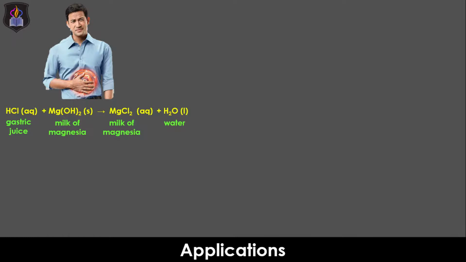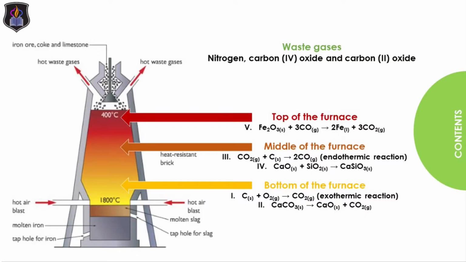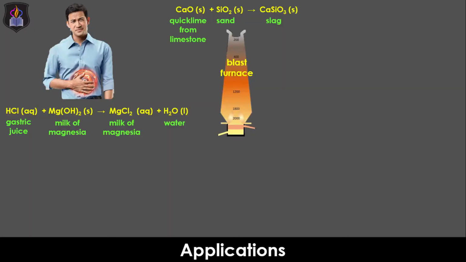Another common application is the use of limestone to remove acidic impurities of silicon 4 oxide or sand from iron ore during the extraction of iron and making of steel. The limestone undergoes thermal decomposition in the blast furnace to produce calcium oxide, a basic oxide, which then reacts with silicon 4 oxide or sand, an acidic oxide, to form calcium silicate, a salt. The calcium silicate is removed from the blast furnace as slag. To learn more about the extraction of iron, check the link in the description.